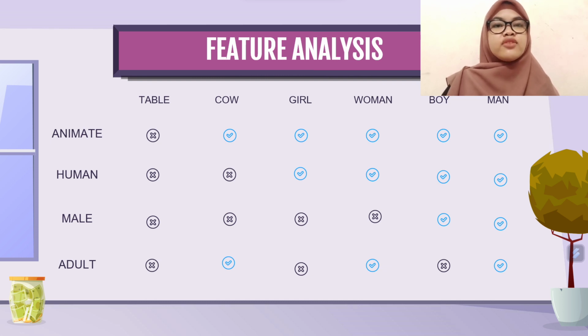It can be seen from the analysis table, which is an example of animate. When analyzed horizontally, the blue check marks are the words cow, girl, woman, boy, and man. Why is table not checked blue? Because we already know that table is not included in animate. Then here is the human section. The ones checked are girl, woman, boy, and man.